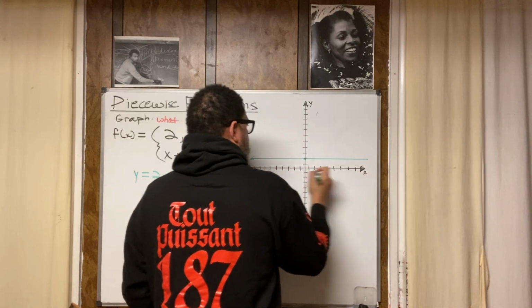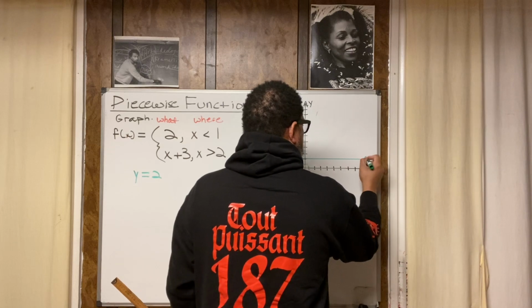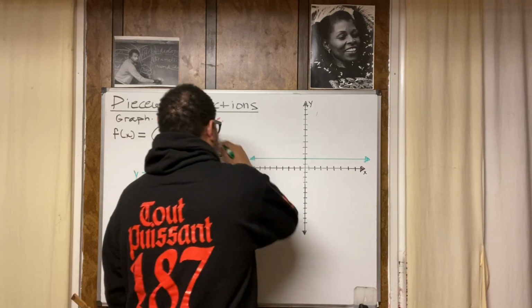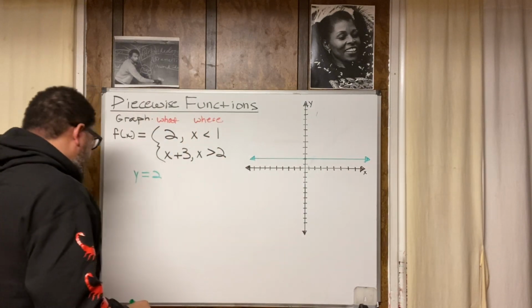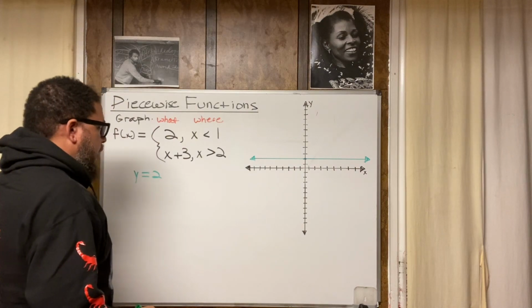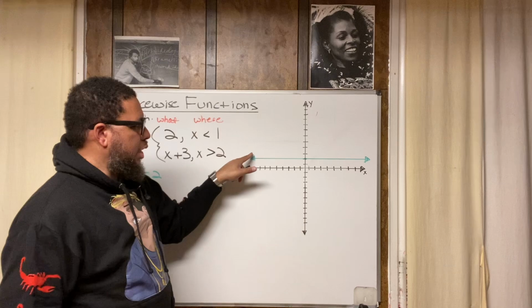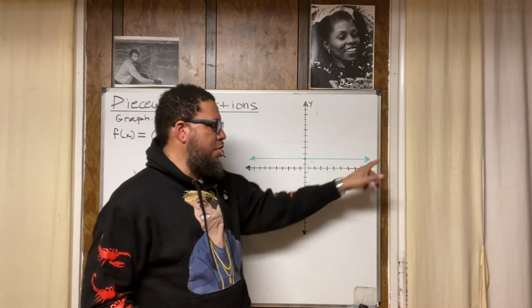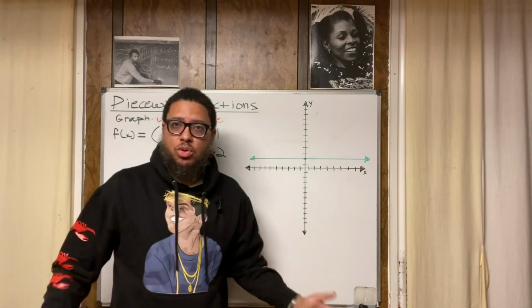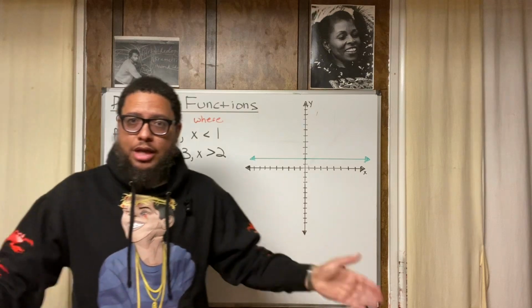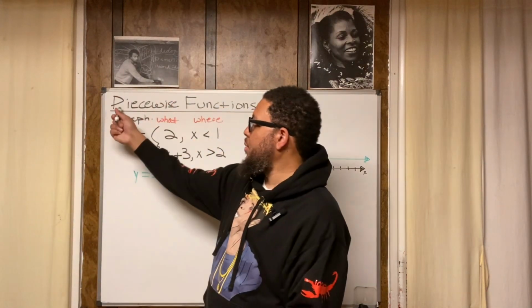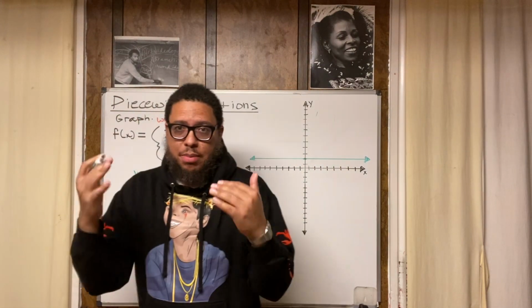Now, that's what it would normally look like under normal circumstances if there was no domain restriction and we didn't just want a piece of it, right? If we wanted the whole thing, it would look like this. Y equals 2, with an arrowhead on the left end and an arrowhead on the right end. That's what it would look like if we wanted the whole thing. But we don't want the whole thing. How do you know? Because it's a piecewise function. That means we only want a piece of it.